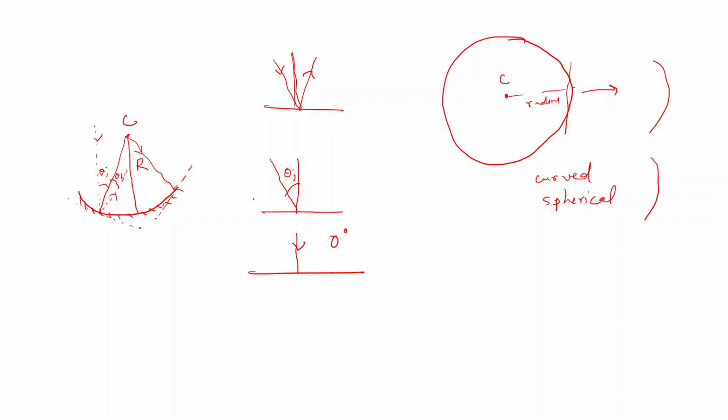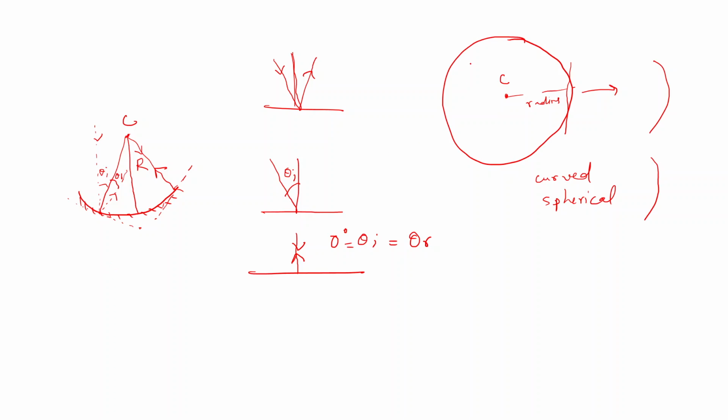And when the incidence angle is 0 degrees, the reflected angle will also be 0 degrees, because the law of reflection is always followed. So if the incident light is coming along this direction, it will go back in the same direction, along the same line. So this is how the law of reflection looks for a curved surface. This is a concave mirror.